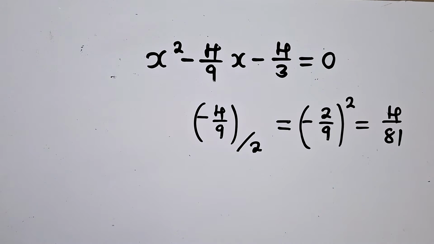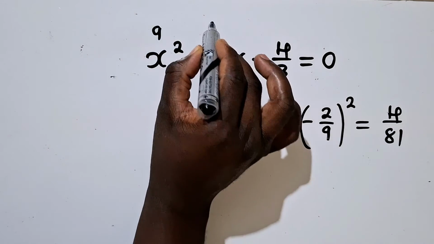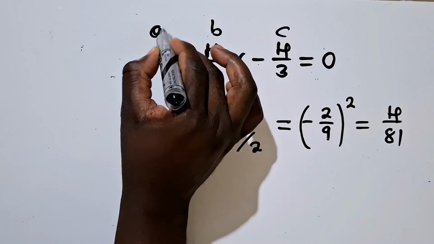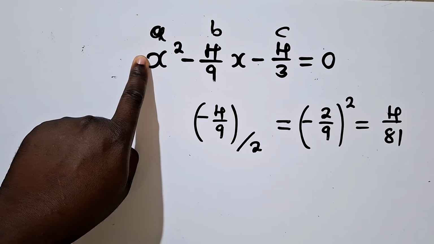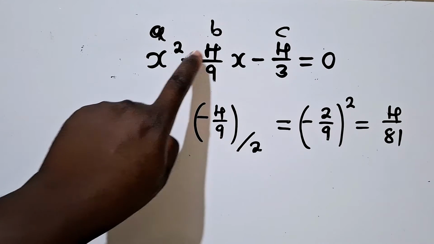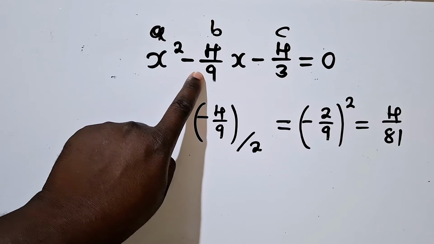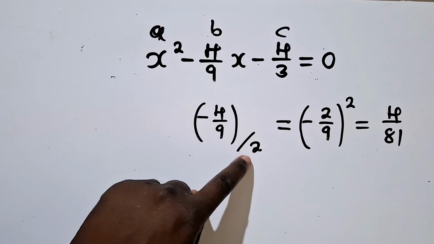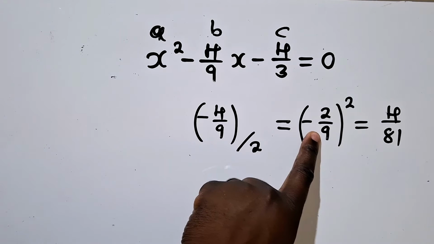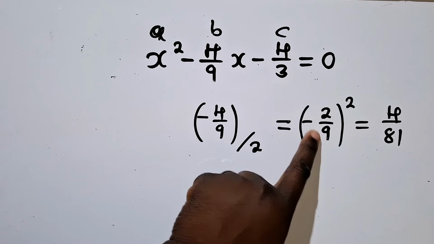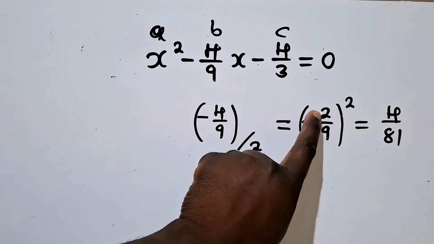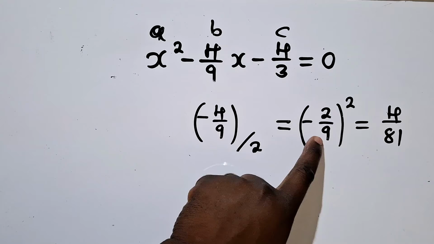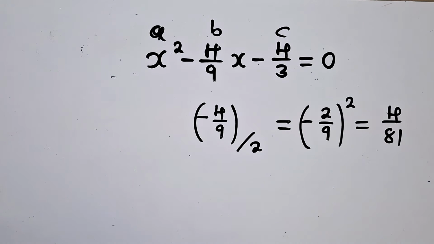Let me just run you through again. There is a, there is b and c. So the moment you know that your coefficient at a is 1, get the term at b, which is negative 4 over 9. It's right here. Divide it by 2. It will give you this answer. And then you put it inside the brackets and square it. Negative will be positive, and then 2 squared will give us 4. 9 squared will give us 81.